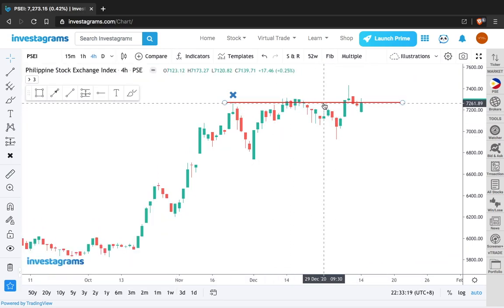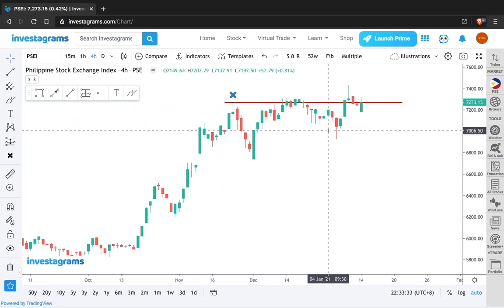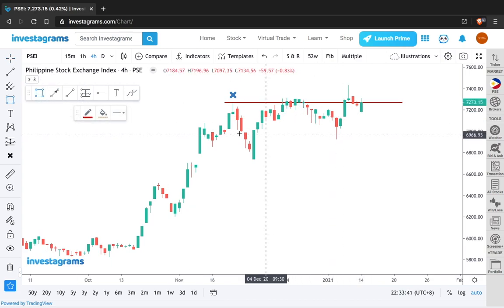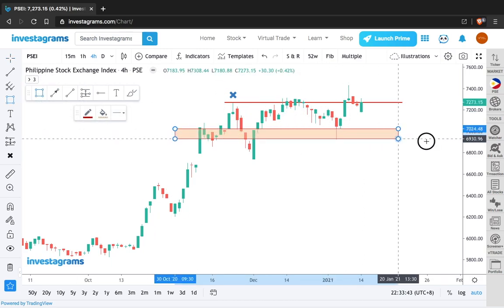I use a red one to indicate that that is a ceiling, a resistance that you have to break for the price to go up, and for the price to break out. So I like to look at my highest points first, and then I proceed to use one of these. I think this is a rectangular box, which when you draw, you could create some sort of a range.